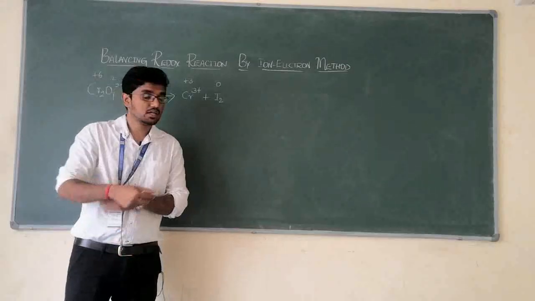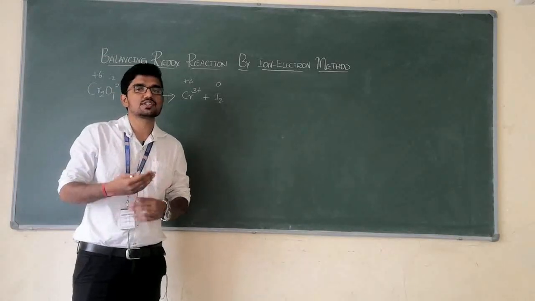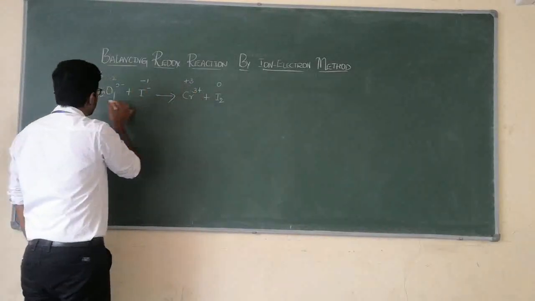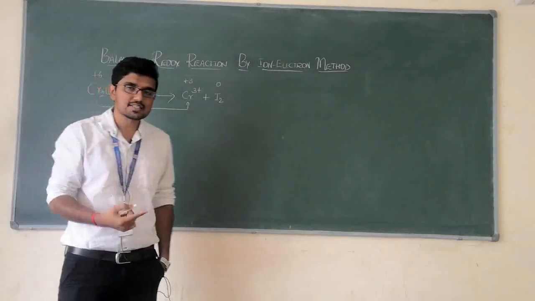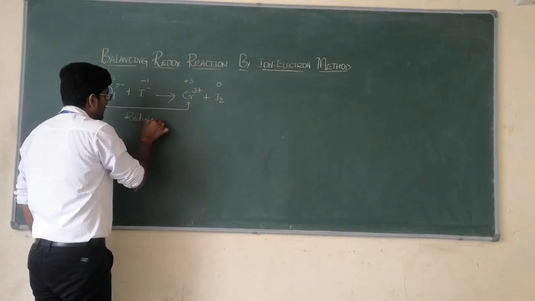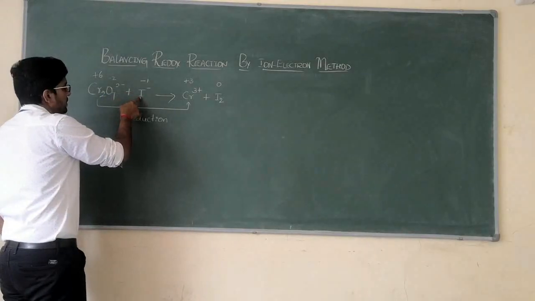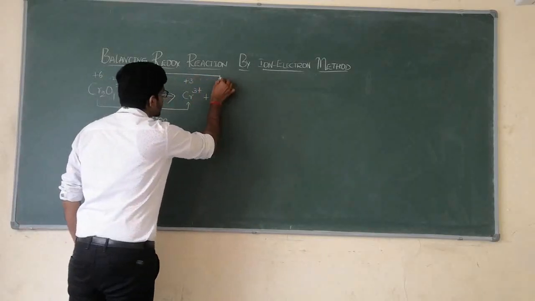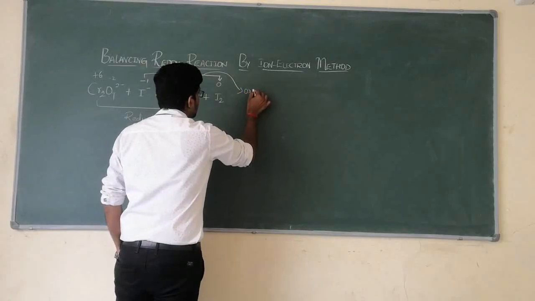The second step is to find out which is undergoing oxidation and which is undergoing reduction. Chromium goes from +6 to +3. There is a decrease in the oxidation number, and a decrease in the oxidation number indicates reduction. Iodine goes from -1 to 0. There is an increase in the oxidation state, so it indicates oxidation.